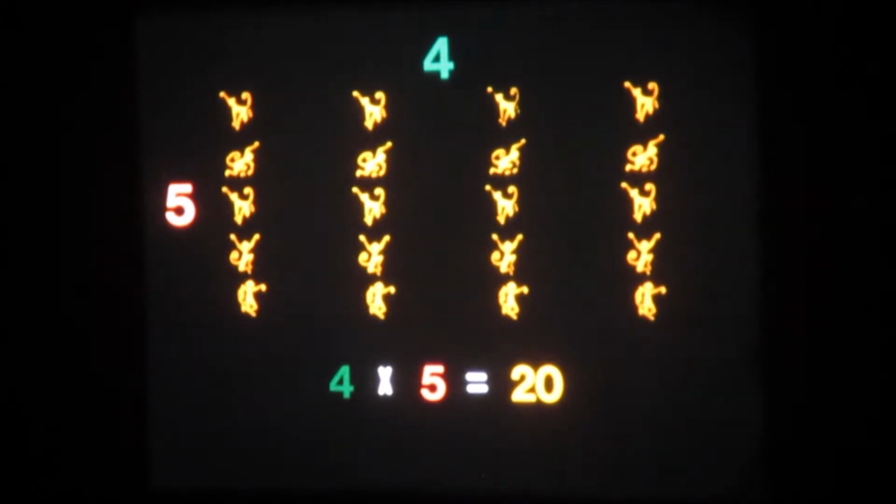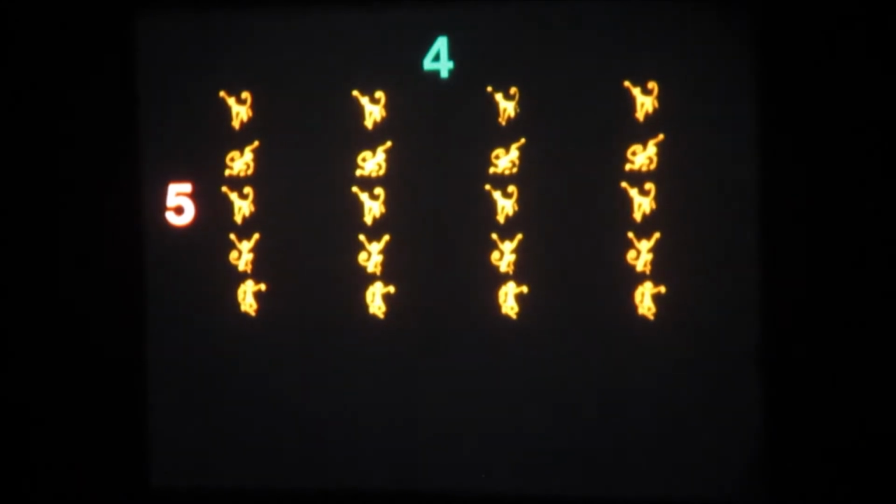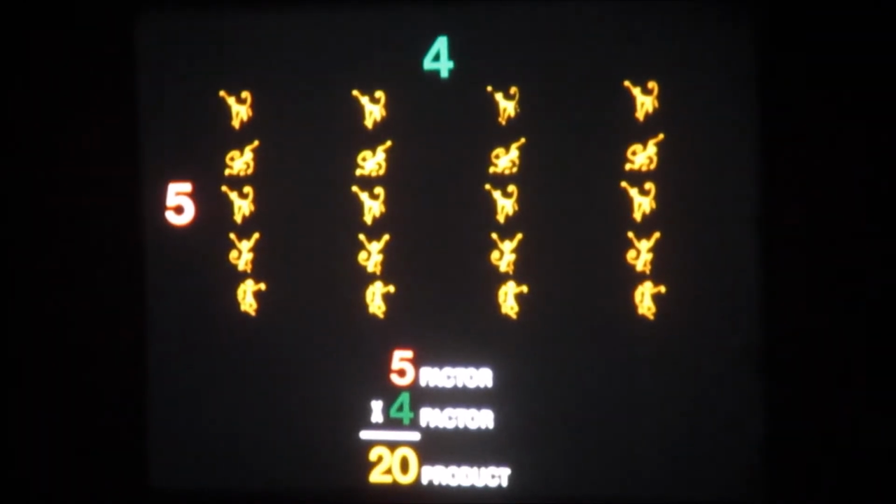When we're doing multiplication, we call the numbers that we are multiplying the factors, and the answer we are seeking the product. Sometimes we write the factors one above the other, with the product under a line at the bottom. This also says 4 times 5 equals 20.